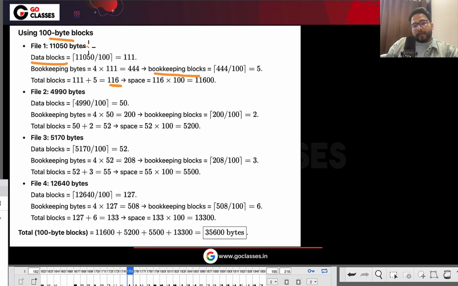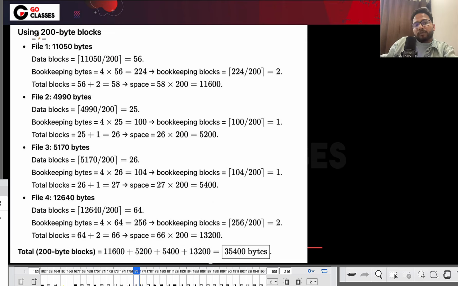And in terms of bytes, you can multiply by 100 again, then these many bytes you will be using. So similarly you just need to know data blocks and bookkeeping blocks. These are the two things you need to keep on calculating for all the files. Then you can calculate the total size by summing up all of this, and you will get the total number of bytes that you will be using if you are using a 100 byte block. A similar calculation applies if you are using a 200 byte block.